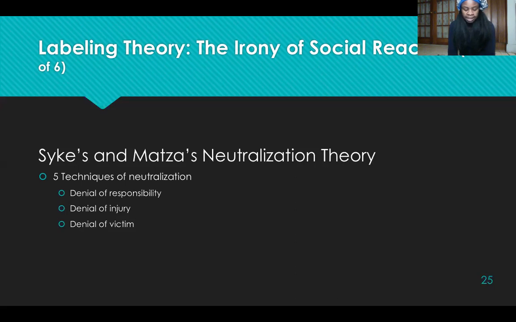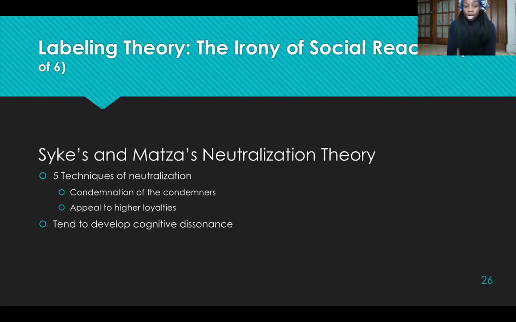Denial of injury is an offender's claim that no real offense occurred because no one was harmed. They got their car back, they have insurance, etc. Okay. Denial of a victim implies that the victim got what he or she deserves. I guess I did beat her up, but she kept nagging all the time. She asked for it, he asked for it, etc.